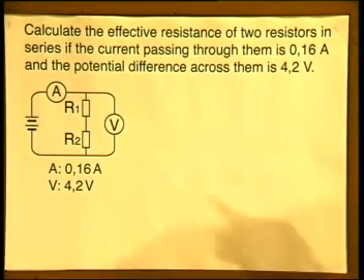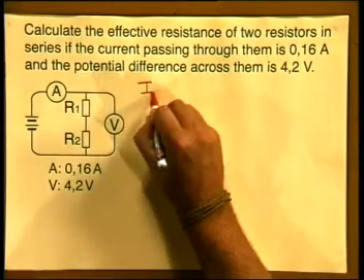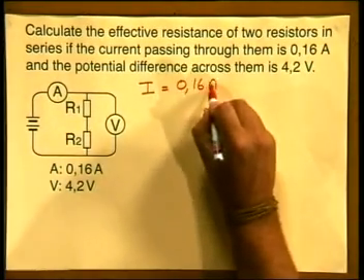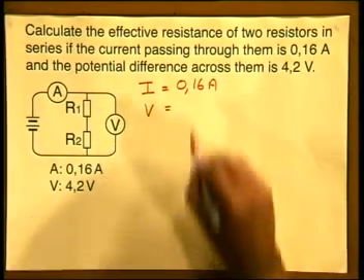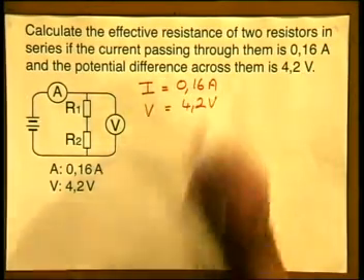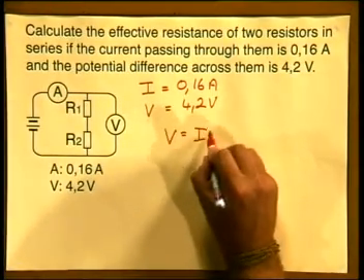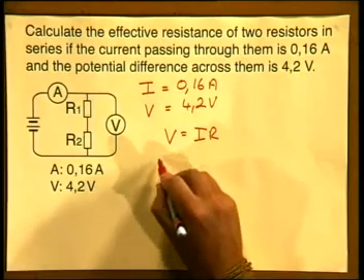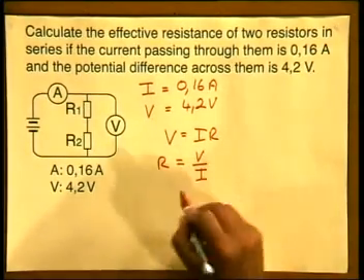Right, to solve this problem, we start off in exactly the same way. We first of all write down the information that we've been given. We know that the current I is 0,16 amperes. We know that the potential difference V is equal to 4,2 volts. Write down our equation. V is equal to I times R. Let's make R the subject of the formula. Therefore, R is equal to V divided by I.